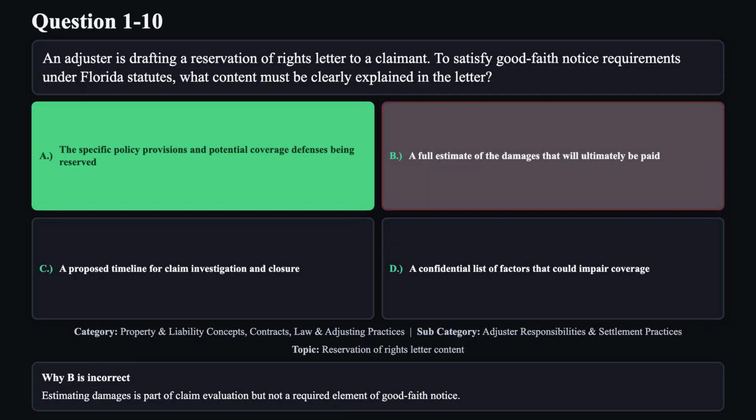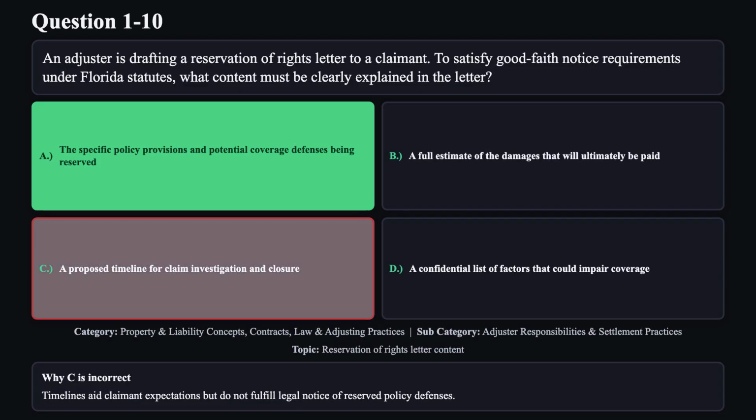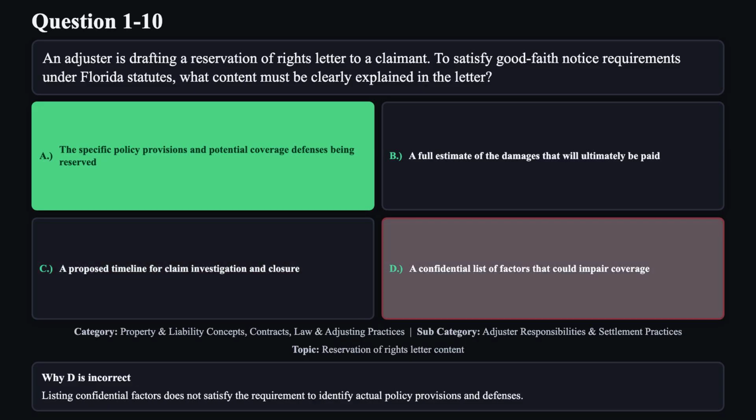Reason B is not correct. Estimating damages is part of claim evaluation but not a required element of good faith notice. Reason C is not correct. Timelines aid claimant expectations but do not fulfill legal notice of reserved policy defenses. Reason D is not correct. Listing confidential factors does not satisfy the requirement to identify actual policy provisions and defenses.